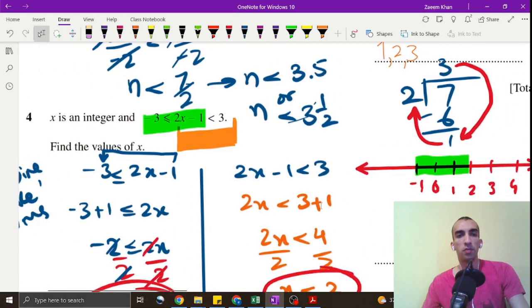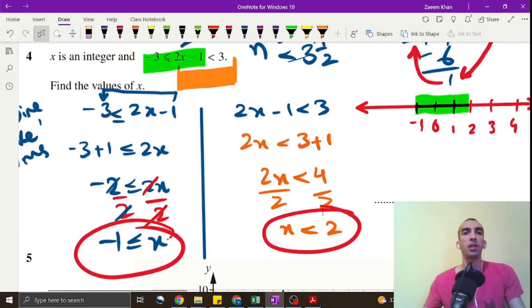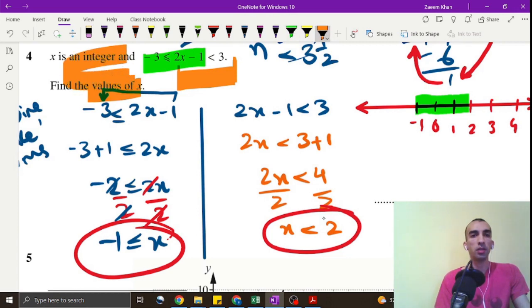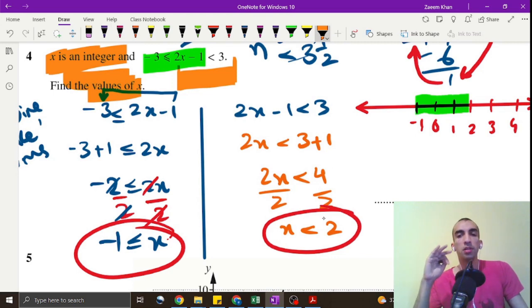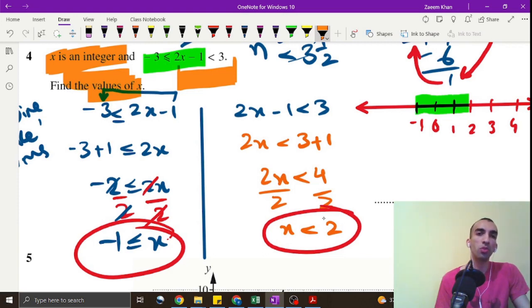Now the question says find the values of x, and what is x? X is an integer. It's not a decimal, it's not a fraction, it's, let's for the sake of understanding just say whole number, but whole number is something else. It's complete numbers. It's negative 1, 0, 1. It can't be 1.1, 1.2. So what numbers are you going to mention?